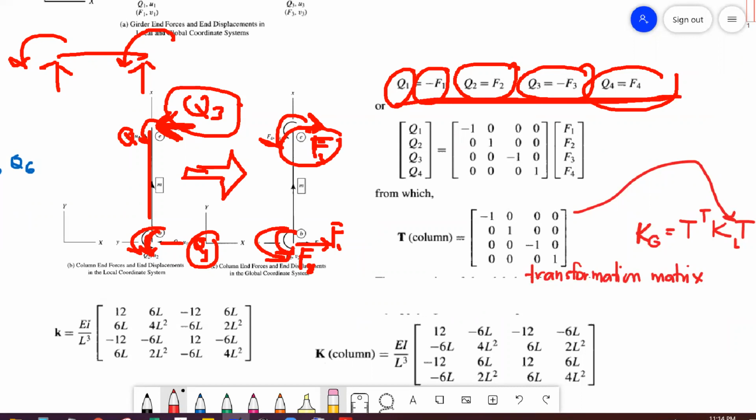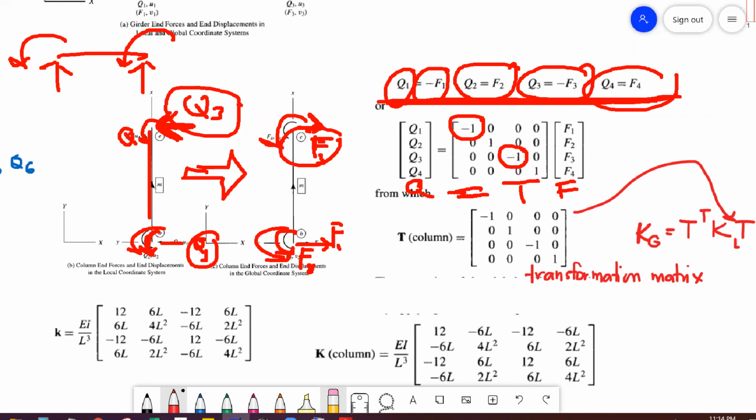So using this transformation, we can generalize the equation in matrix form as the Q matrix is equal to the T matrix times the F matrix. Remember, this is what we used before in our derivation of the global stiffness matrix. Now it turns out we have a diagonal matrix, but with -1 on the first element and on the third.